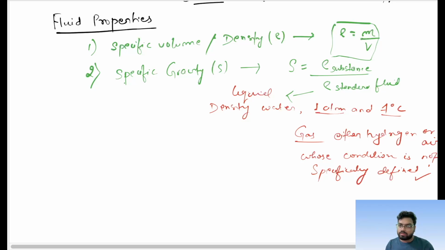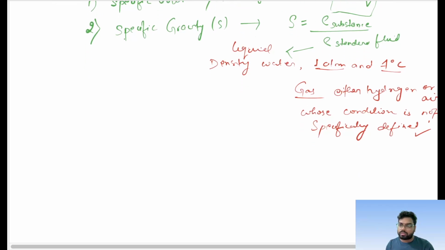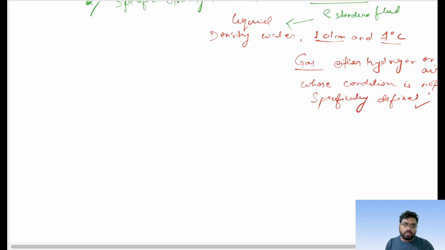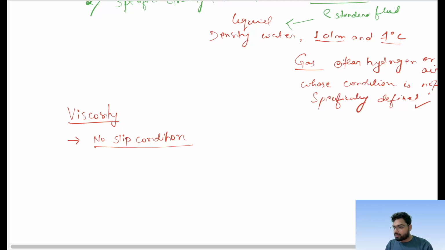Now after this we are going to discuss a very important property which is termed as viscosity. Before discussing viscosity, we will talk about a concept called the no slip condition, or no slip boundary condition.